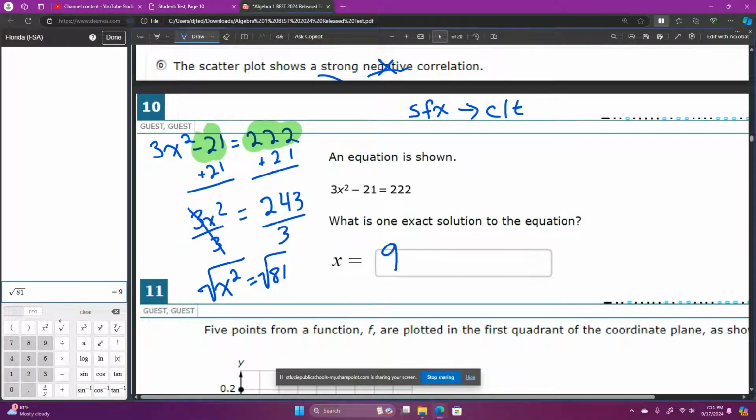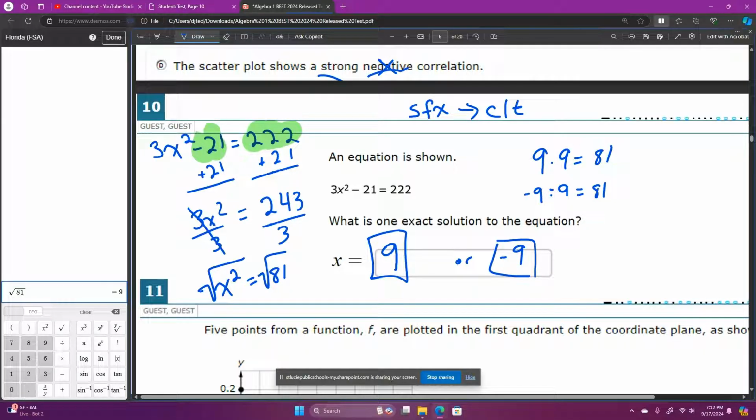And there's another possible solution. We know that 9 times 9 equals 81. So x squared equals 81 means that x is 9. But also you could have negative 9 times negative 9 also equal positive 81. So another correct solution would be negative 9. And if you would have put either of these numbers in for your answer, you would have got the question right.